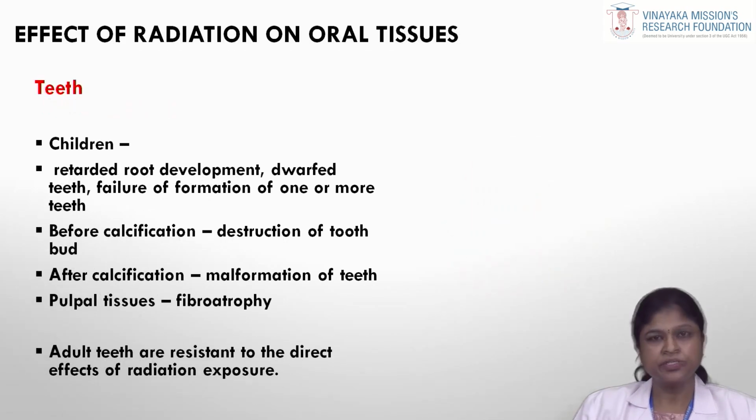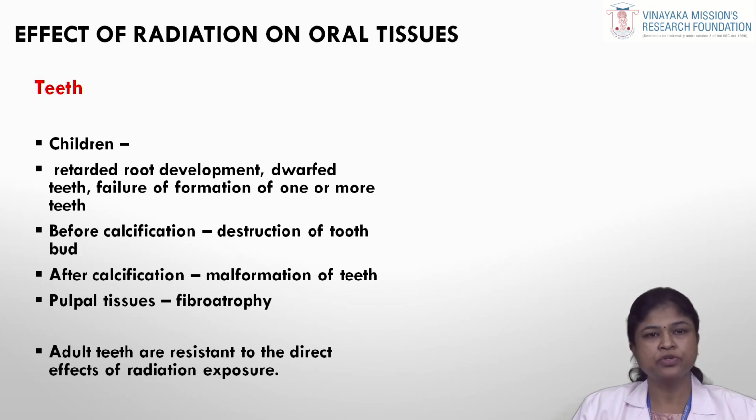Moving on to the teeth. Children receiving radiation therapy to the jaws may show defects in the permanent dentition, such as retarded tooth development, dwarfed teeth, or failure to form one or more teeth. If the exposure precedes calcification, irradiation may destroy the tooth bud. If irradiation is given after calcification has begun, it leads to malformation such as retardation or aborted root formation.